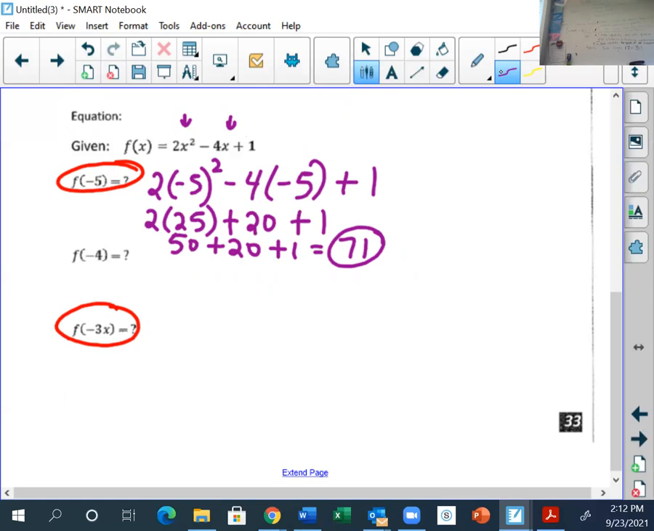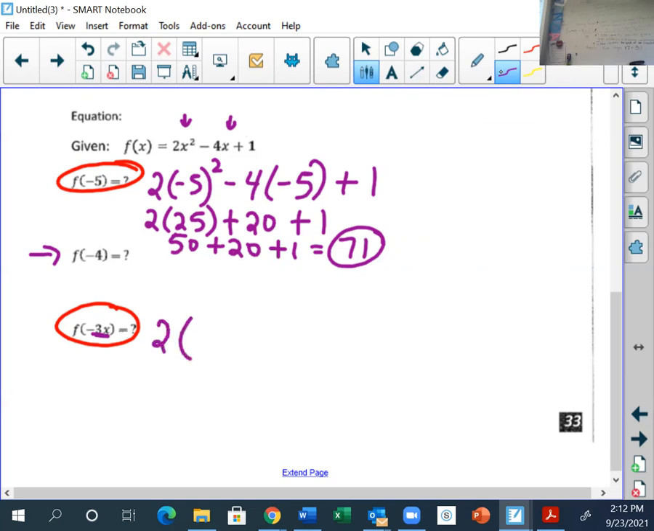Okay. Now I'm going to skip f of -4. I want you guys to do this one. When f of -4, what is that? I'll do -3x. Okay. So wherever I see x, I'm going to replace it by -3x.